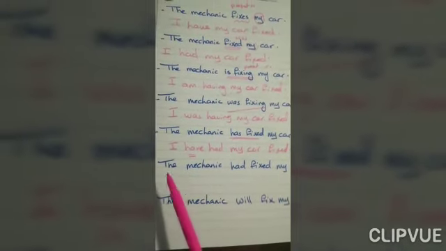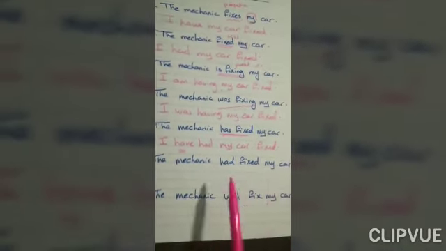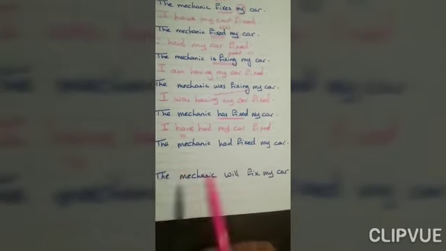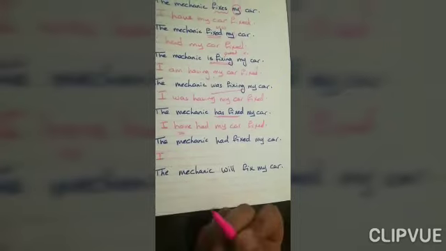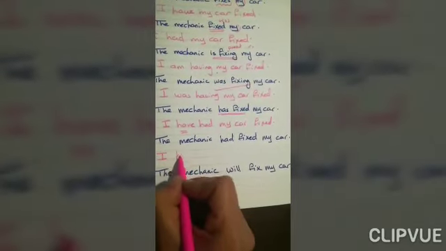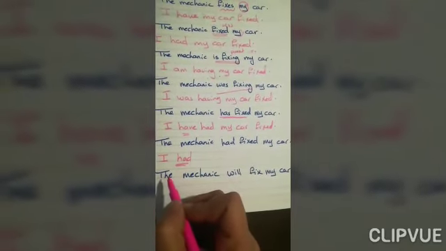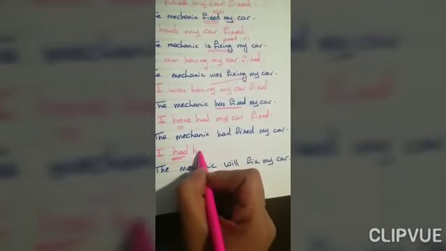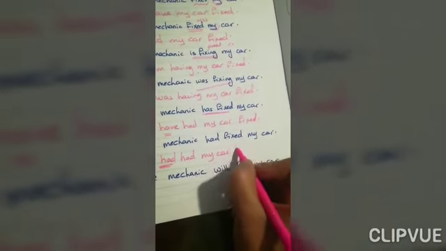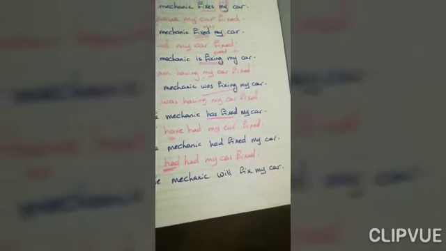Let's have a look at this sentence. The mechanic had fixed my car. Had fixed is past perfect. We said that in the causative, the subject is the person who arranged, the person who asked someone to do the job for them. I had: this is the first word, the helping verb, and then I need to use the past participle. The object is my car and the past participle is fixed.